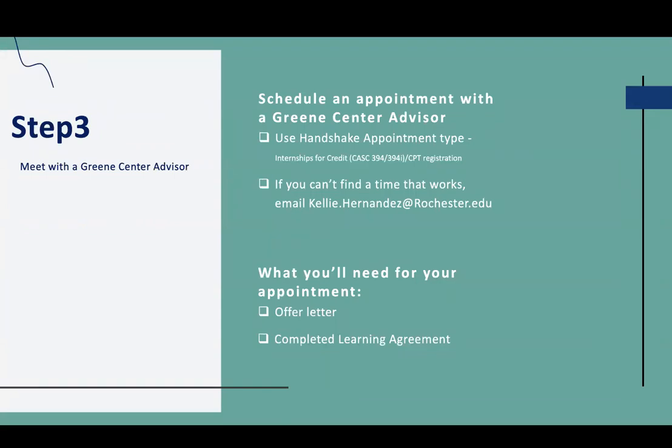You can use Handshake to do that. You can just select the internships for credit appointment type and schedule an appointment that way. But if you can't find a time that works, please feel free to email me. My email address is on the screen. It will also be on the last slide. So you can feel free to email me and we'll set up a time that we can meet. But remember, you need to have your offer letter and completed learning agreement ready.